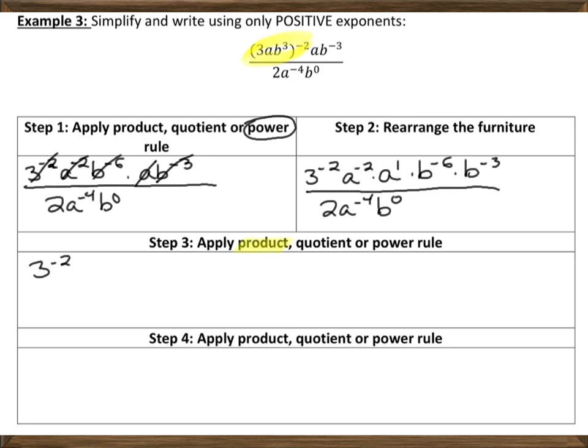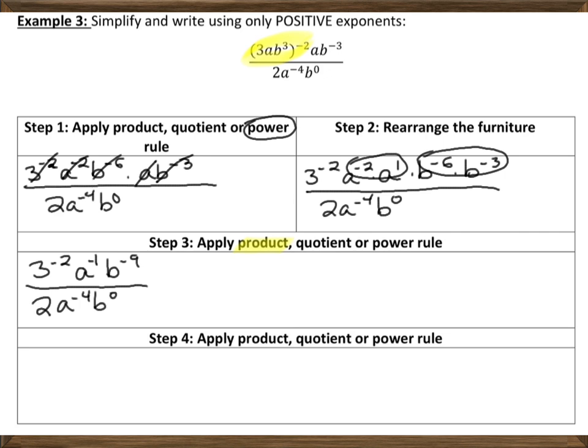The product rule tells me to add my exponents. So I have negative 2 plus 1. Negative 2 plus 1 is negative 1. Then I have negative 6 plus negative 3. That's going to give me negative 9. And again, just copying down my denominator.